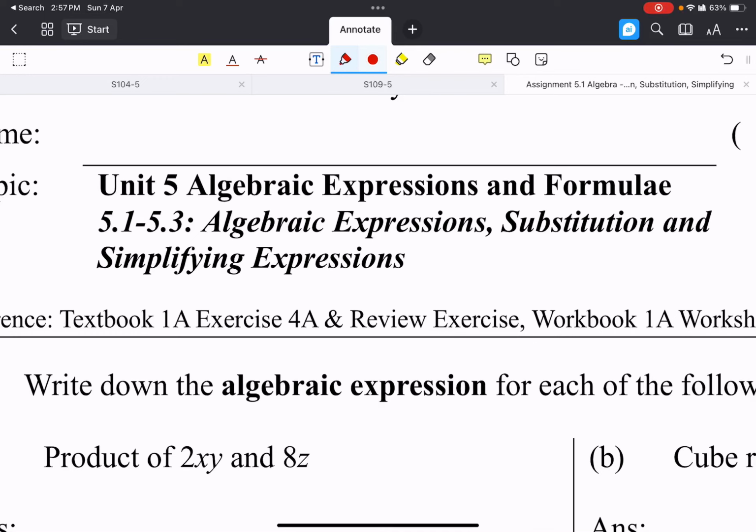Hello students, right? So let's go. We are going to look at algebraic expressions and formulas today, with the focus on substitution and simplifying.